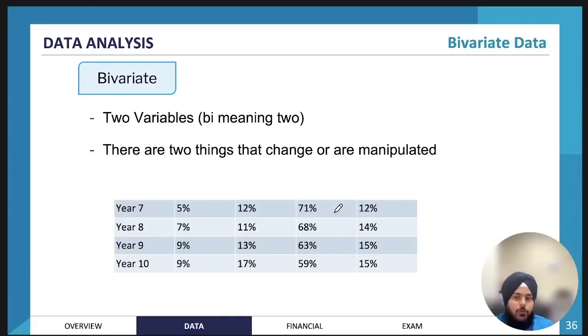Okay, so now we'll hop on to bivariate data. So bivariate, again, meaning 2 variables. So 2 variables that we are changing or manipulating.